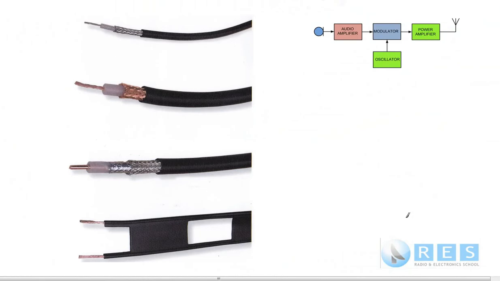The transmission line is here. The way you connect the output of your transmitter to the antenna is with a transmission line. The purpose of a transmission line is to transfer all of the power from the transmitter to the antenna with a minimum loss. There are a couple of types of transmission line that you need to know about for your foundation.